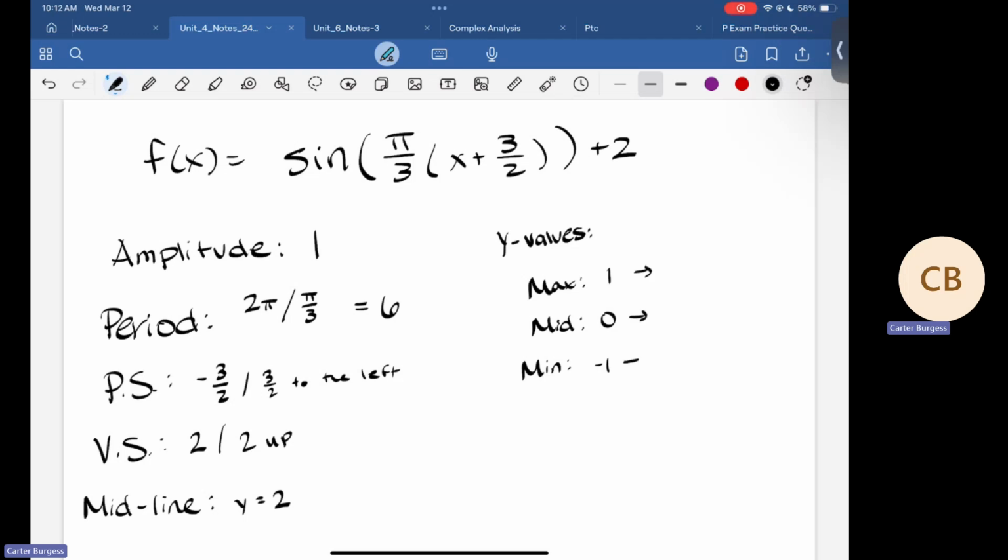What is the change that we have to apply first? Amplitude, which is just times 1, so that doesn't do anything. And then what is the change that we apply next? Plus 2. So I get 3, 2, and 1 for my max, mid, and min.